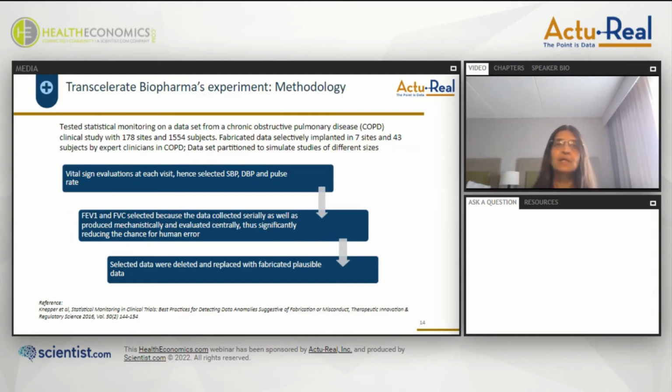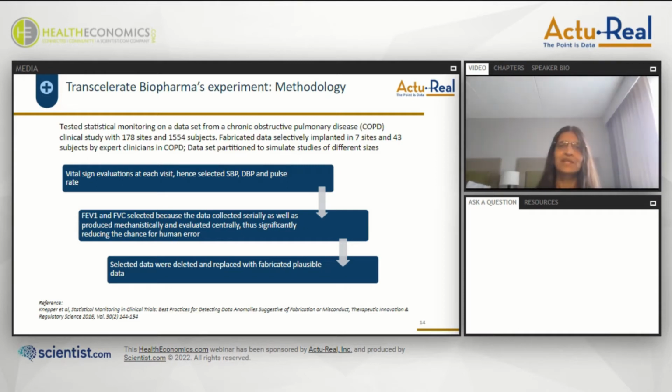So very briefly, instead of trying to talk about an example, just to make sure that data privacy, etc., is not compromised, I've just mentioned here, reproduced from the reference mentioned below on the slide, an experiment that Transcelerate did to test how these various statistical monitoring processes, tools and algorithms can be used and how effective they are. They did this on a large data set from a COPD clinical study with 178 sites and more than 1,500 patients. And they fabricated the data selectively and implanted it.